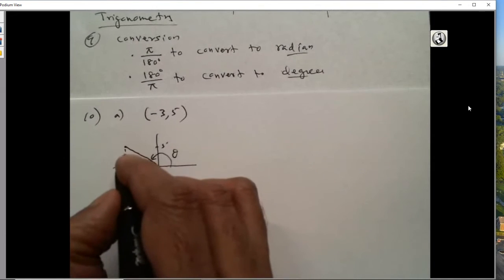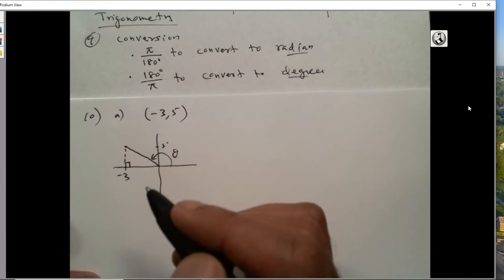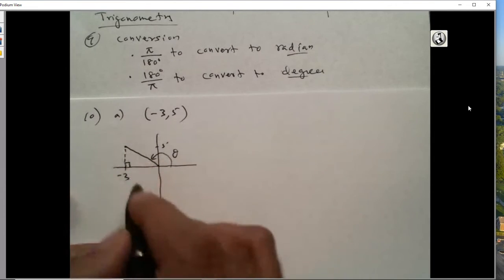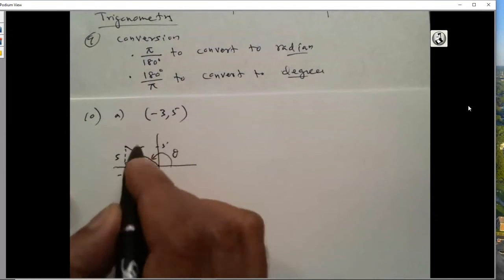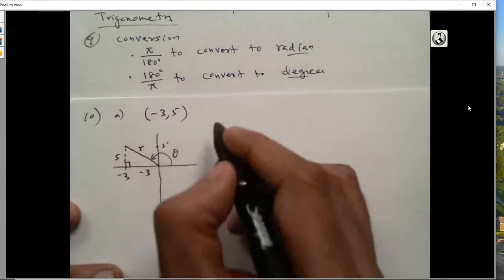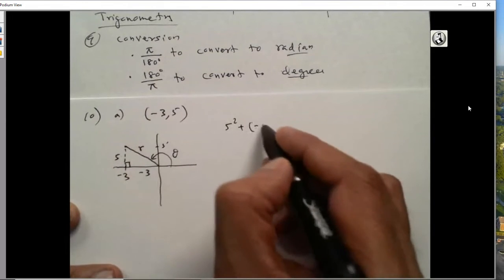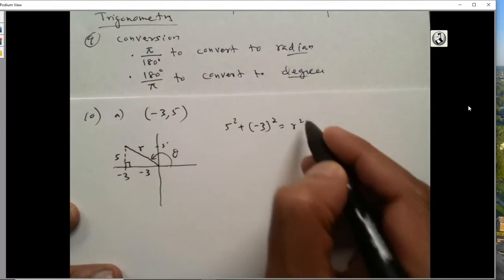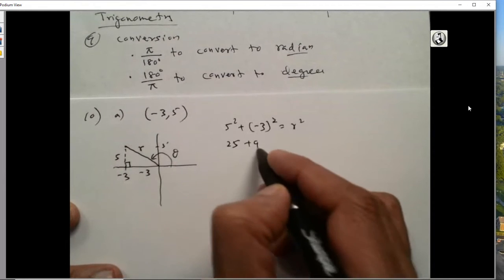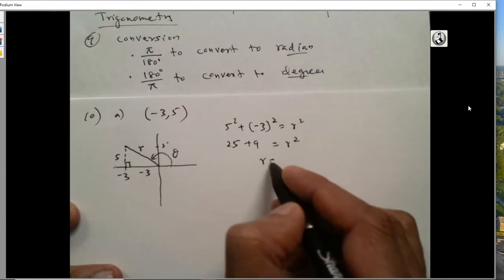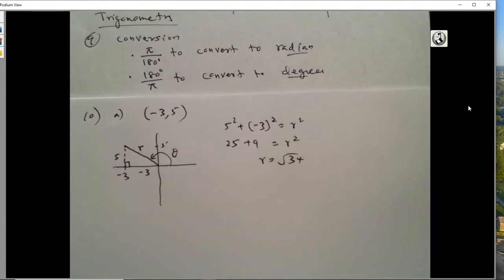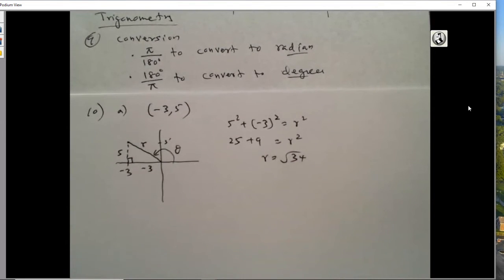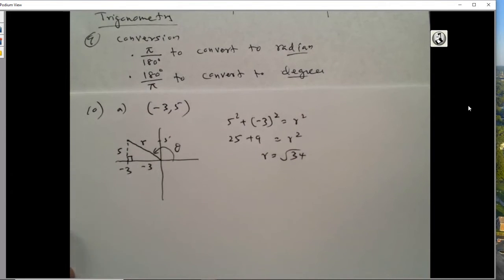What we normally do is drop the perpendicular to the x-axis and then try to find the missing legs here. This is -3. This is 5. You're going to find r. You can use the Pythagorean identity to do that. So it's 5 squared plus -3 squared equals r squared. This is 25 plus 9 equals r squared. So r equals what? This is square root of 34. We only pick the positive one because r is the radius, which is always positive. Since you know all three sides now, you can find any ratio you want.